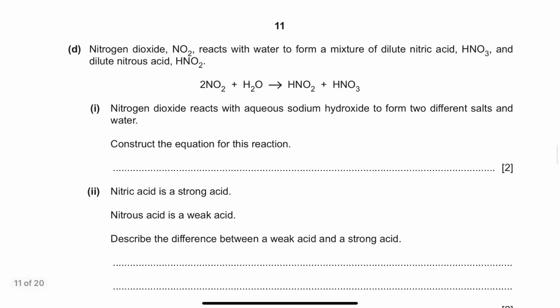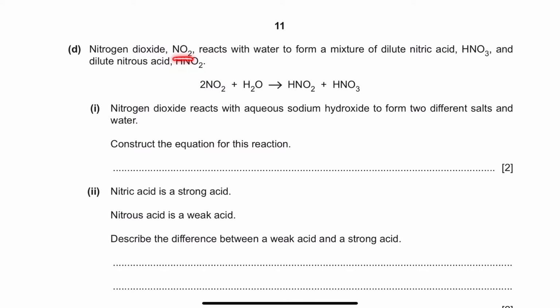Now moving on. It says nitrogen dioxide reacts with water to form a mixture of dilute nitric acid and dilute nitrous acid. Okay. And they've given you guys the equation. It says nitrogen dioxide reacts with aqueous sodium hydroxide to form 2 different salts and water. Construct the equation for this reaction. Now listen to me guys very carefully. ये equation आपकी course में नहीं है, but it is given you guys a hint above.